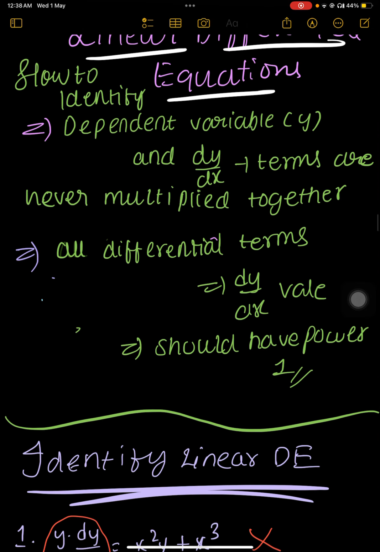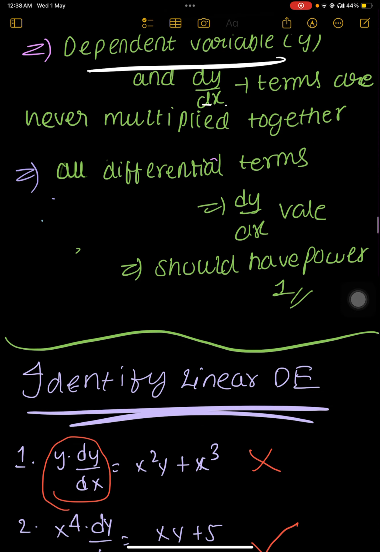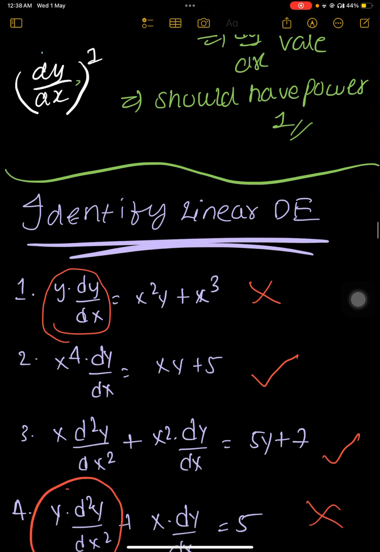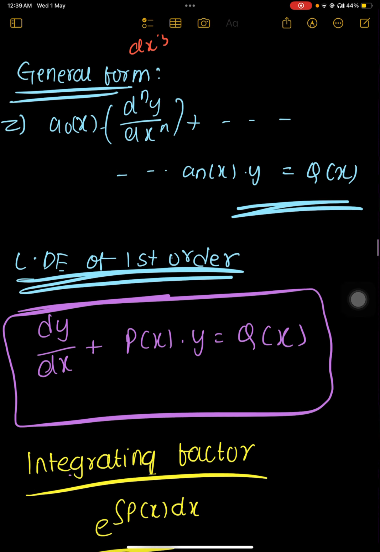Linear differential equations can be identified if the dependent variable, basically y, and dy/dx terms are not multiplied together. Another important thing is that dy/dx should always have power 1, never power 1/2 or power square. That shouldn't exist. So these are a few examples of what's a linear differential equation and what's not. You can take a look at it.